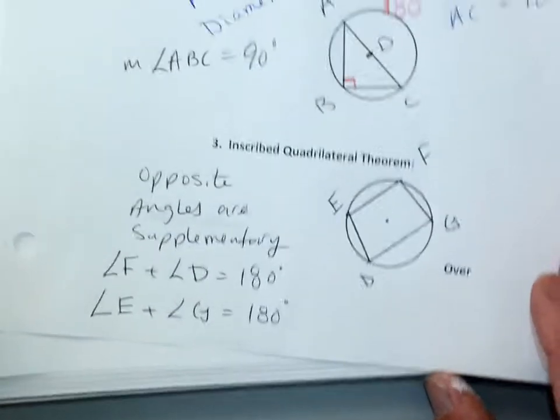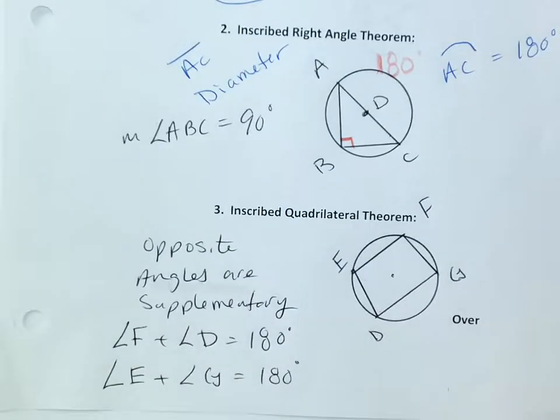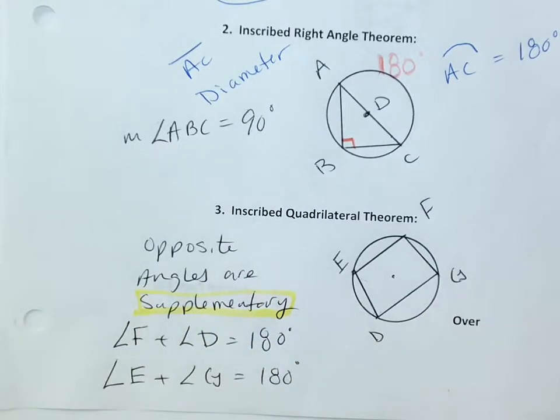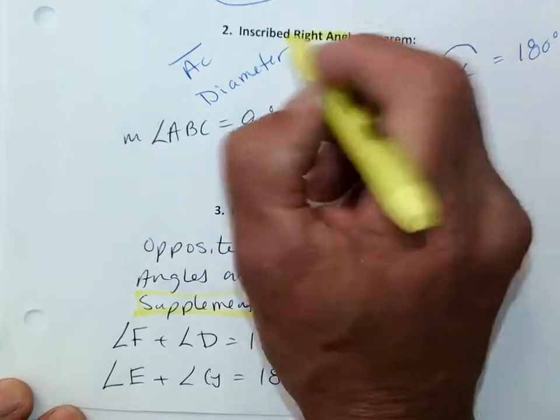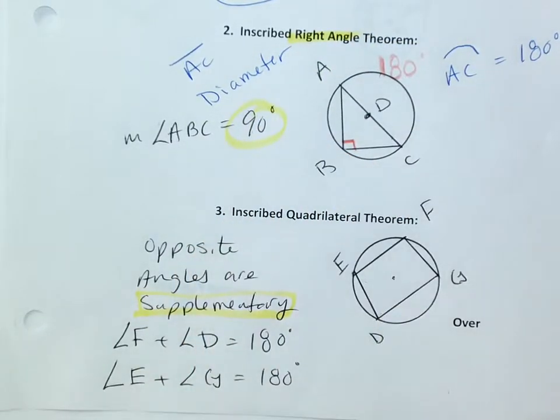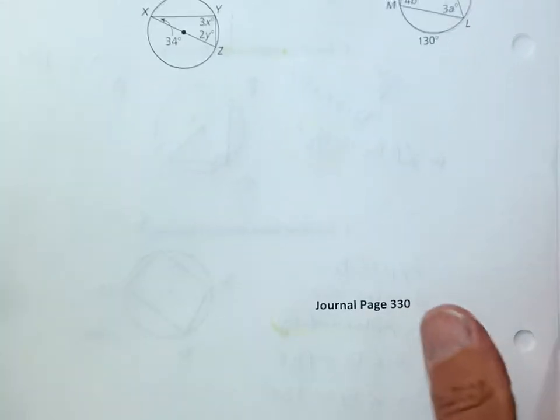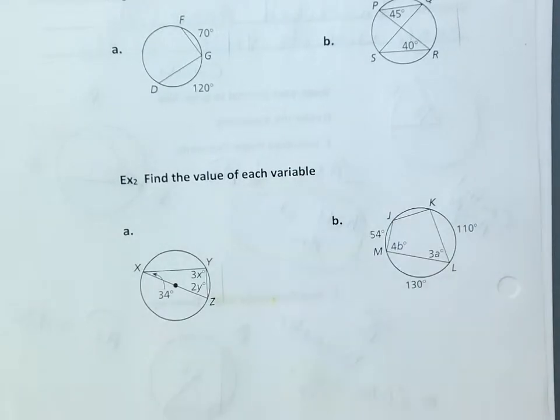Go ahead and write that down, okay? So supplementary means they add up to 180, right? Okay, turn the page. All right, so example 1, A and B. So find the missing angles and arcs.